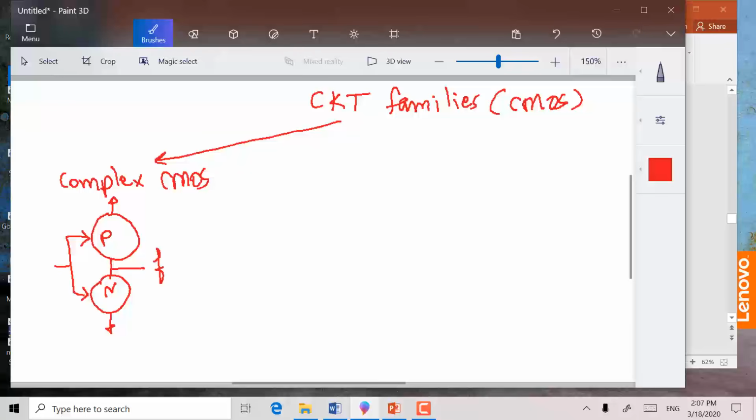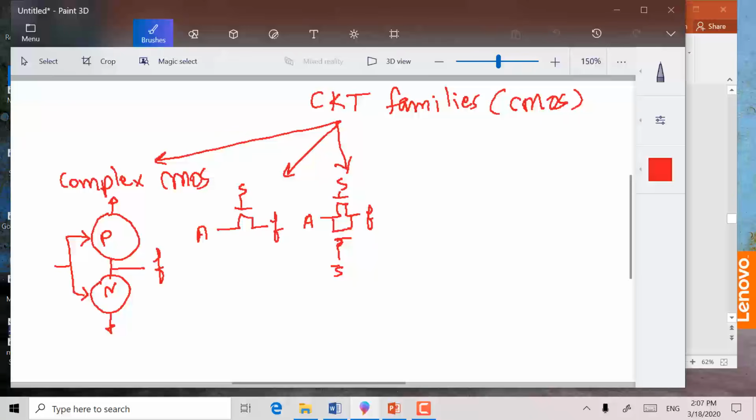We looked at pass transistors, where we have this type of circuit, control here and A. This is the function. We looked at transmission gates, similar to the pass gate, except we have an extra PMOS transistor here. So this is control S, this is S prime, this is A, and this is the function.